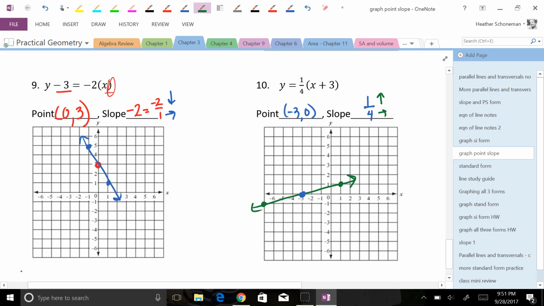Okay, check. Did you start at negative 3, 0? Remember, this is your x and this is your y, so you should start on the x-axis and then use your slope. Okay, this is part 1 of your notes. Now I want you to do the second part of your notes, and then you can start your homework.